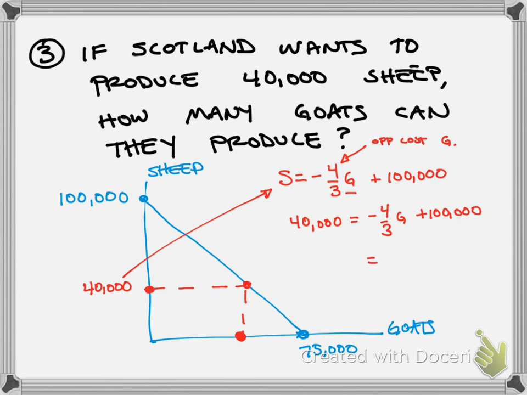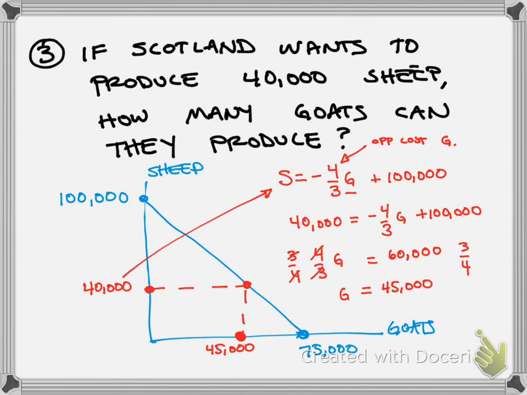So I subtract 40,000 from each side. That gives me 100,000 minus 40,000, which is 60,000. I'll then add 4/3 G to each side, so I now get 4/3 G. I then multiply by 3/4, because my 3's will cancel, my 4's will cancel, and I'm left with just G. And goats is equal to 180,000 divided by 4, or in this case, 45,000.